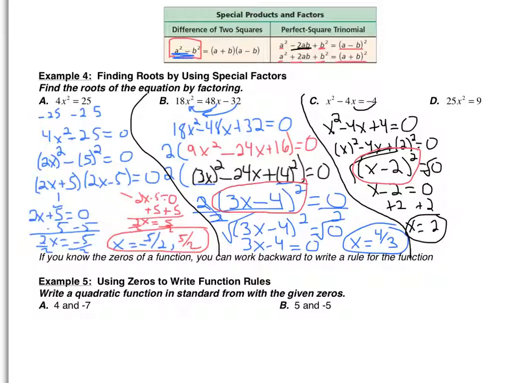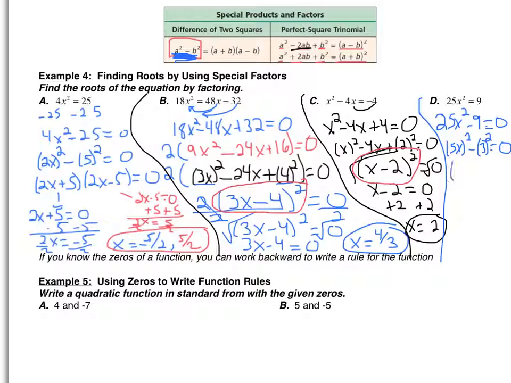In D, let's just split this up, we have 25x squared, and then I'm going to subtract the 9 to get equal to 0. And I know that that is 5x squared, because 5 times 5 is 25, x times x is x squared, minus 9, which is really 3 squared, equals 0. So in that case, I have something squared minus something else squared. That goes back to my original problem up here.